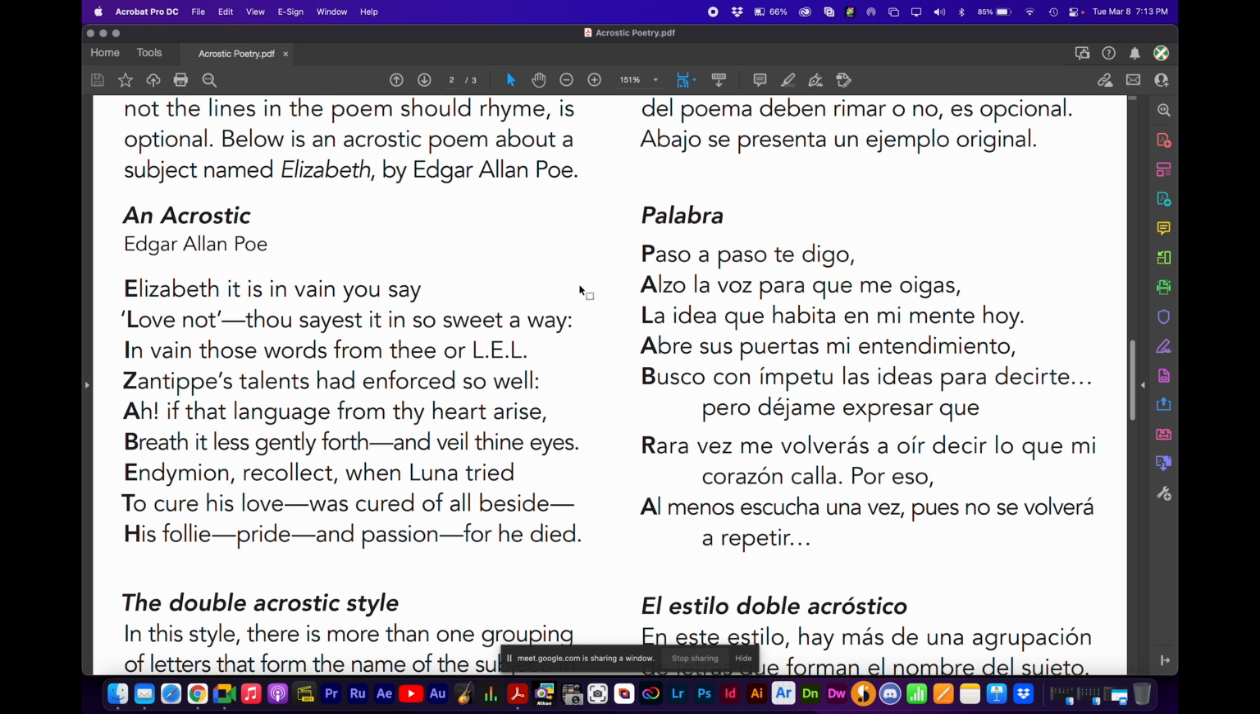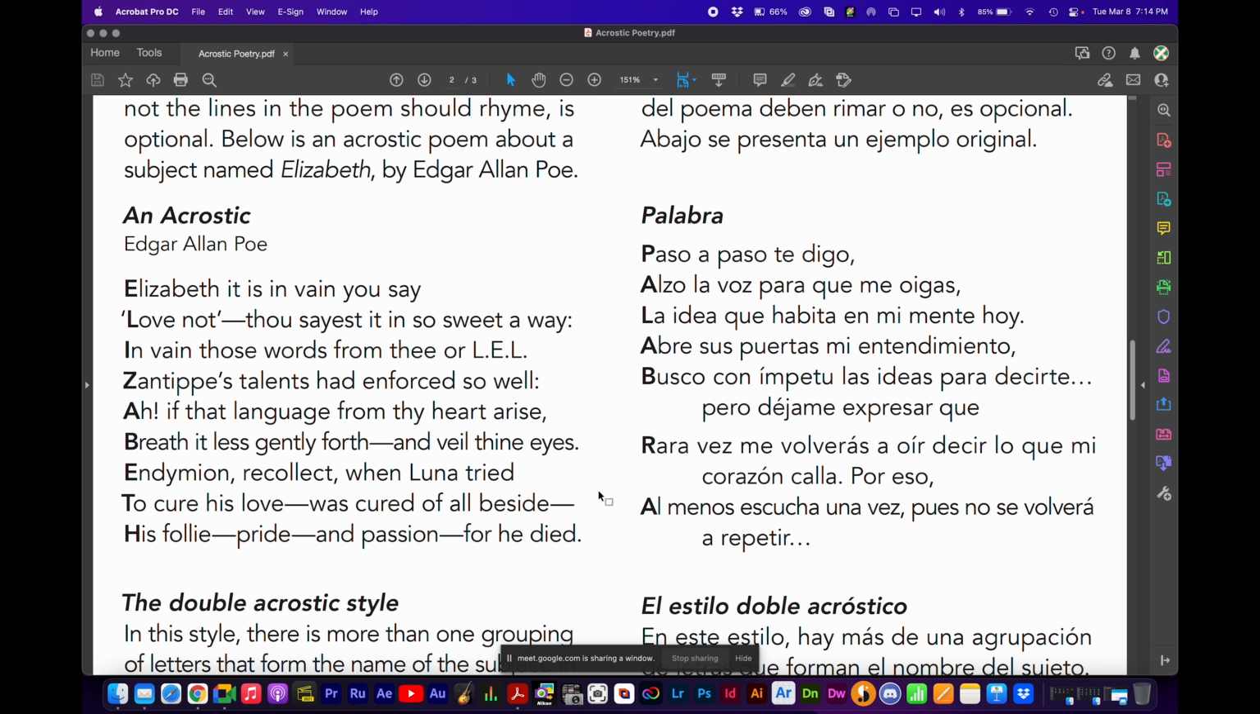One little thing that I do want to bring to everyone's attention before we move on is just look at how badass Edgar Allan Poe is. Not only did he do an acrostic where, just like your traditional acrostic, the first word of every line does spell out a name, but in addition to being constrained to that, he also manages to rhyme couplets. Every line rhymes with the previous line throughout the whole thing, right? So say, way, L-E-L, well, arise, eyes, tried, beside, and died. That's pretty awesome. That's badass.